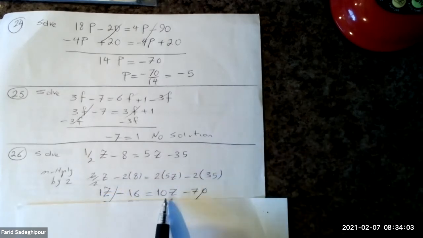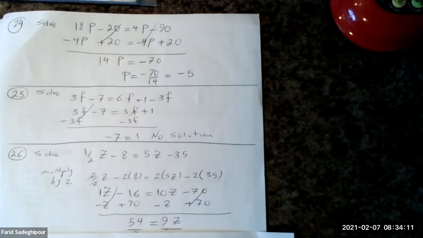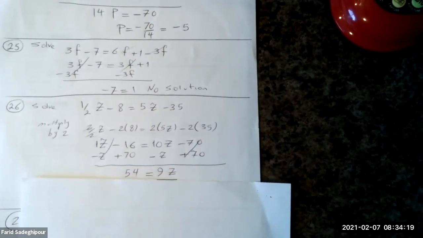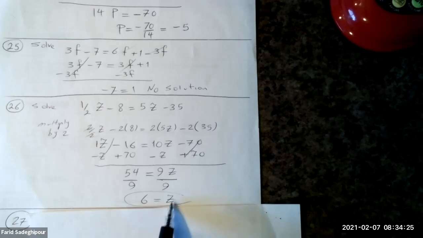Which one is larger? 10z. So you need to move 1z to that side, right? So you subtract that. And then divide both sides by 9 because you want to find z by itself. That gives you the value of z. It doesn't matter whether z is on this side or that side, as long as z by itself is sitting on one side.